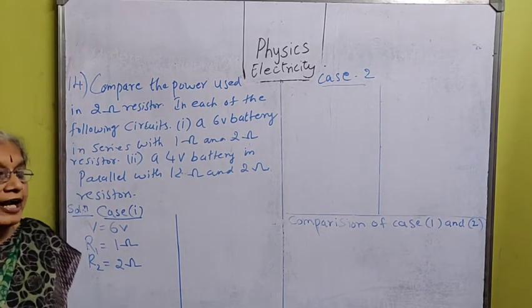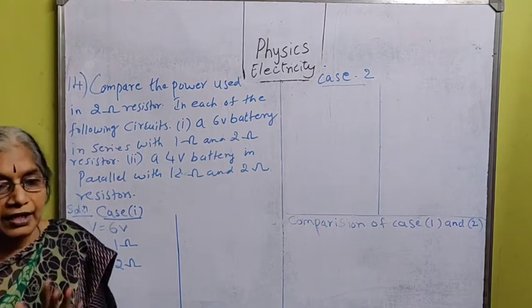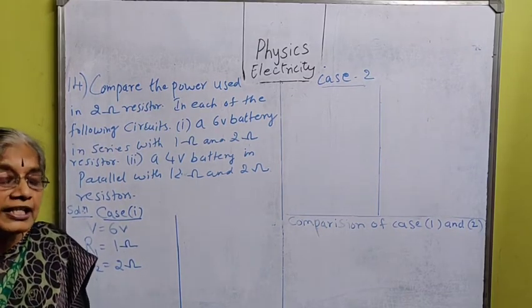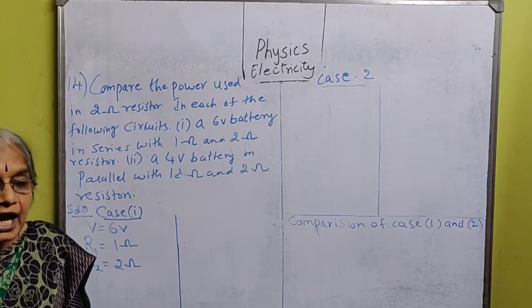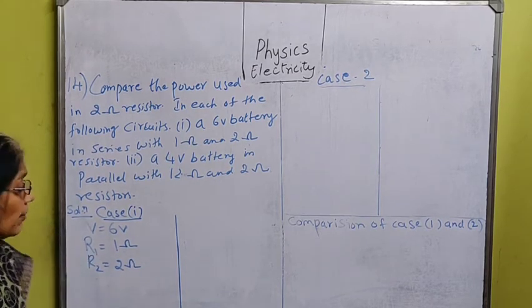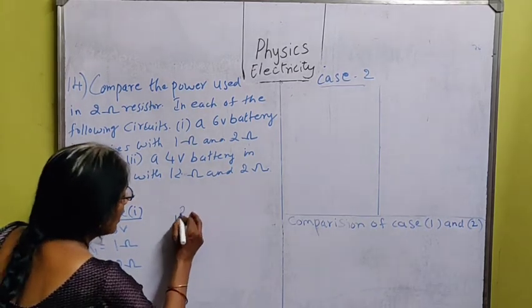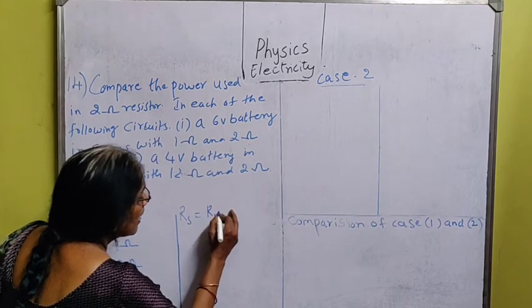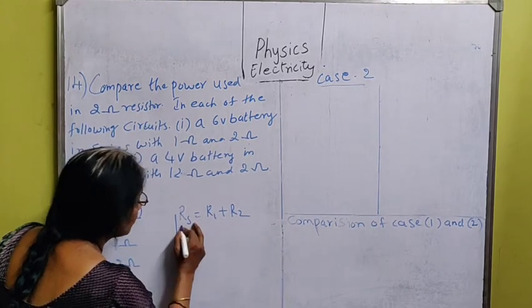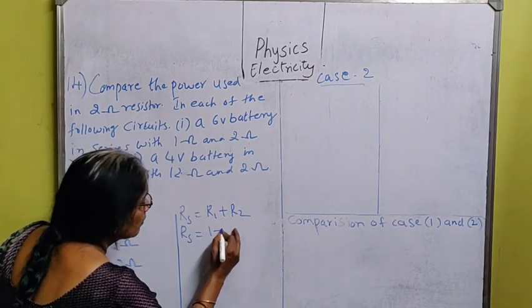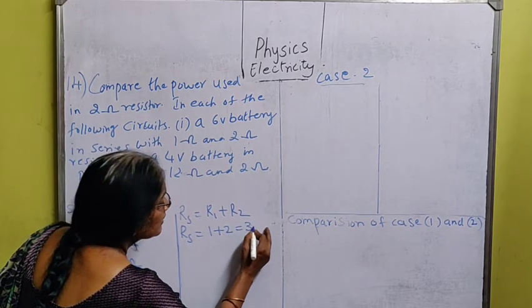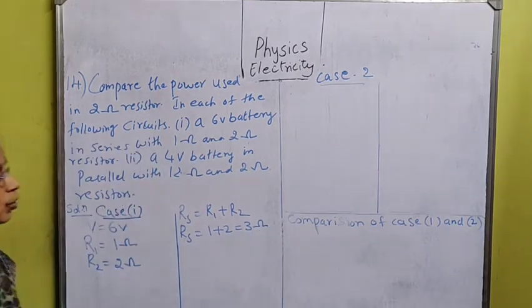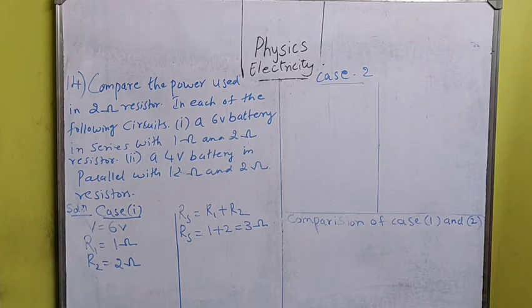So we know how to find out the total resistance in series. Total resistance in series is given by Rs is equal to R1 plus R2. So Rs is equal to 1 plus 2 is equal to 3 ohms. So total resistance is 3 ohms.